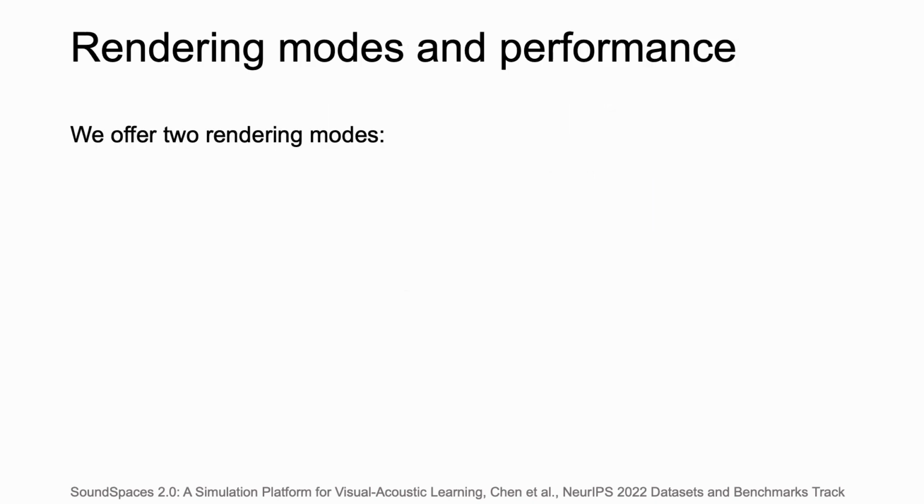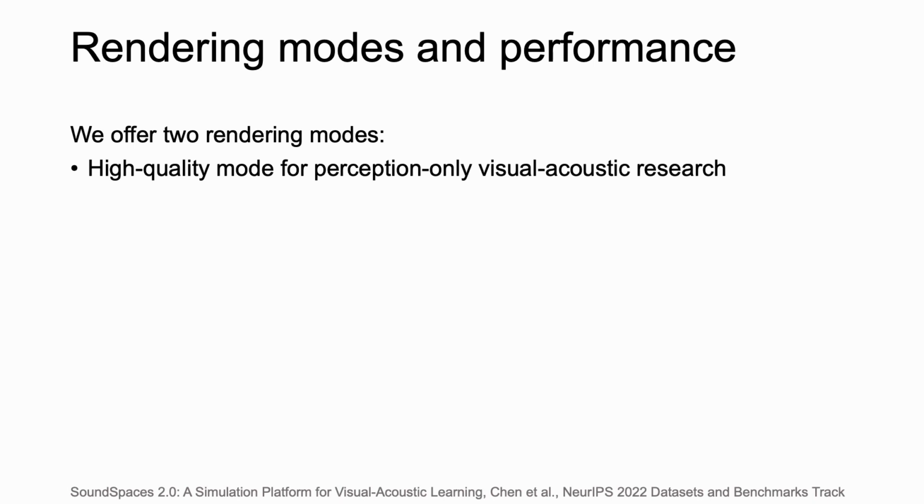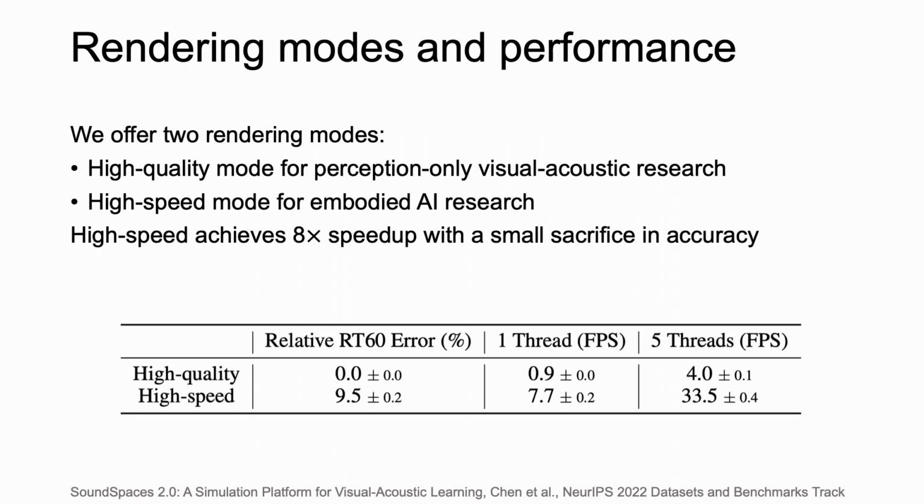We offer two rendering modes. The first one is high-quality mode for perception-only visual acoustic research, and the second one is high-speed mode for embodied AI research. We show that high-speed mode achieves 8 times speed-up with a small sacrifice in accuracy.